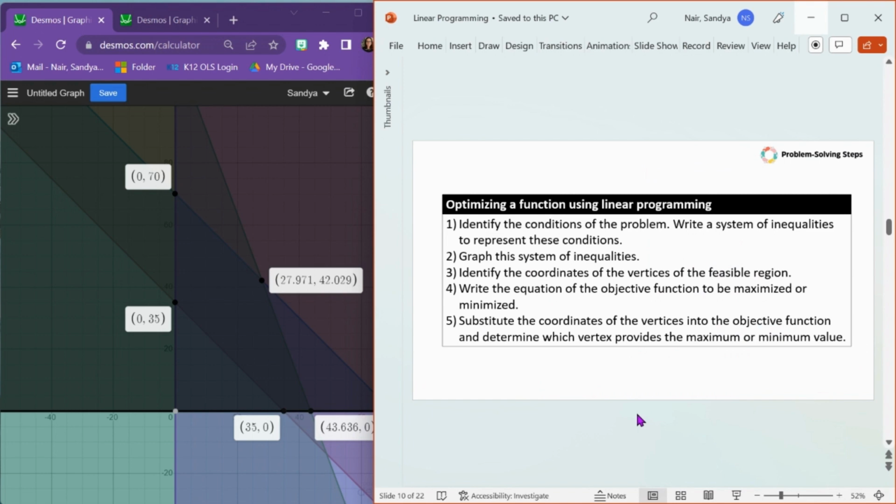So here's a summary of what we did. So we optimized a function using linear programming. Remember, we first identified the conditions of the problem. So we wrote a system of inequalities to represent these conditions, and then we graphed the system of inequalities. Then remember, we found the feasible region and we identified the coordinates of the vertices. Then we wrote the equation of the objective function that's going to be maximized or minimized, and we substituted the coordinates of these vertices into the objective function. And then we use that to determine which vertex gives us a maximum or minimum value.